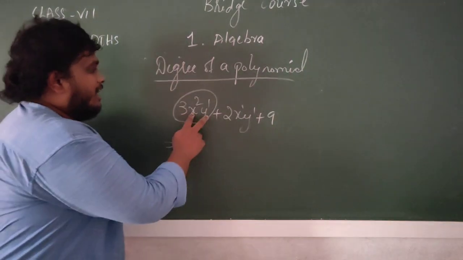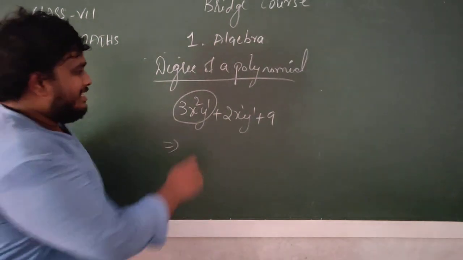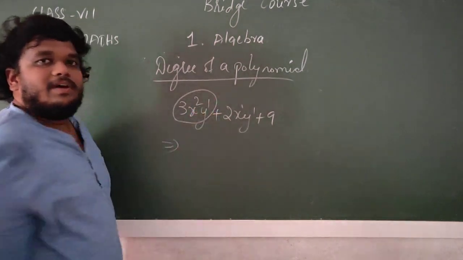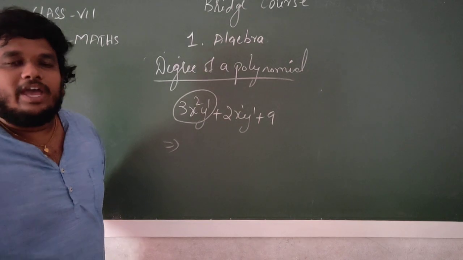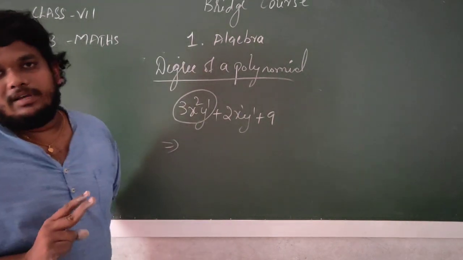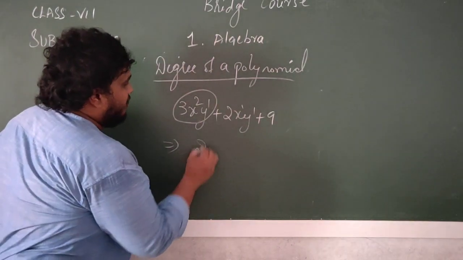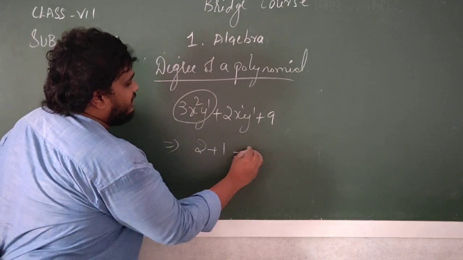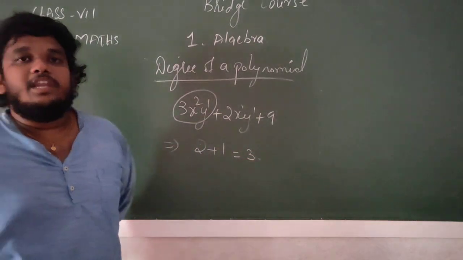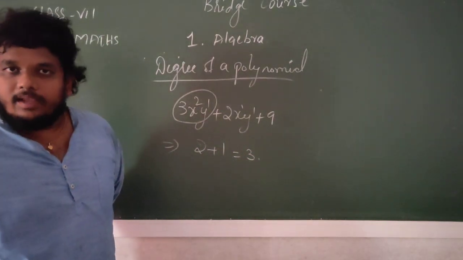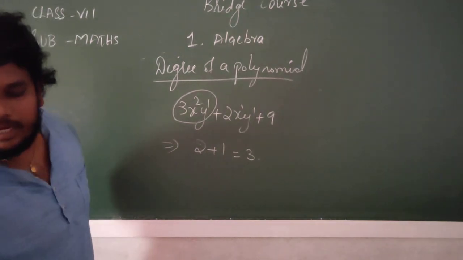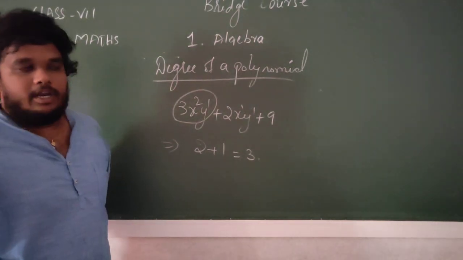There are two variables here, that is x square and also y power 1. Then you have to add both powers. How can you add the powers? 2 plus 1, which is nothing but 3. 3 is the degree of the polynomial. Is it clear for everyone? So 3 is the degree of the polynomial.